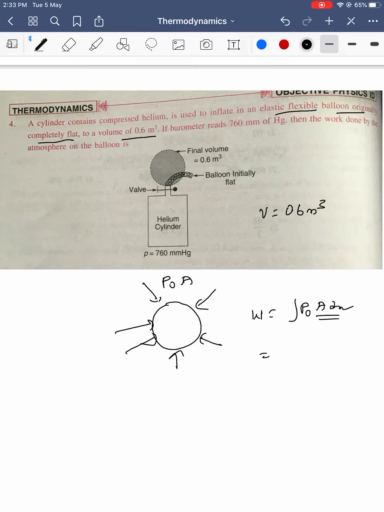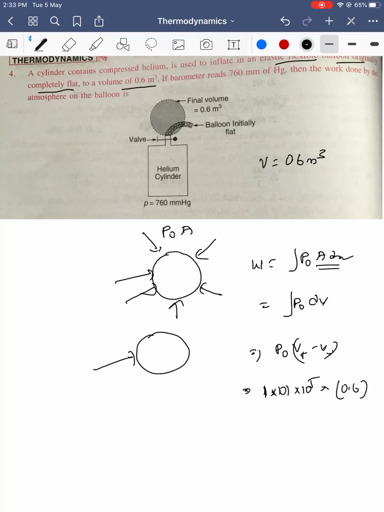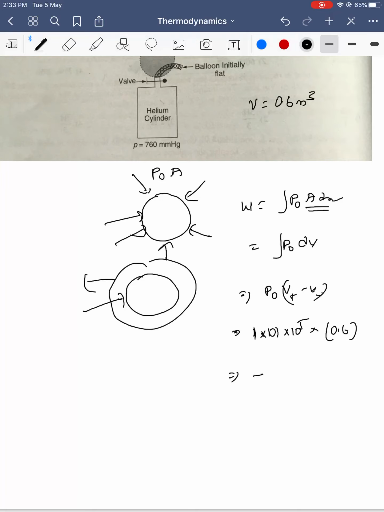A into dx is nothing but dV. So the integral of P naught dV is P naught into V final minus V initial. P naught is 1 atmosphere, which is 1.01 into 10 power 5 pascals, approximately 10 power 5 pascals. V final is 0.6. Force is acting in this direction, but the volume is increasing, displacement is in the backward direction. So it is plus or minus 0.6 into 10 power 5 joules of energy spent.